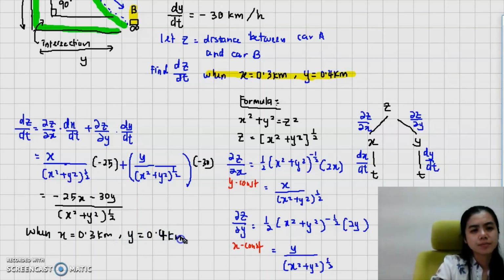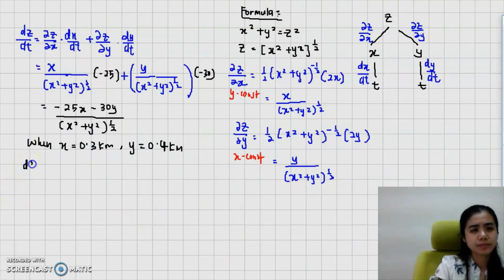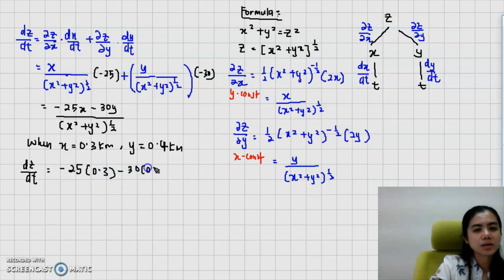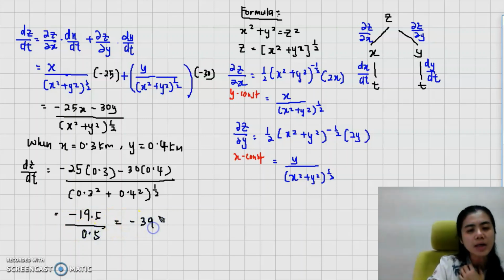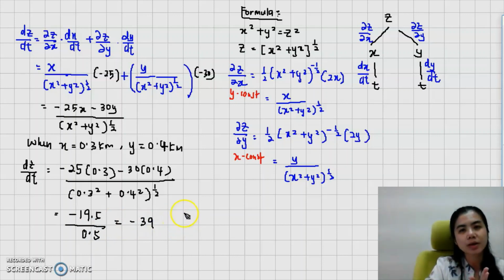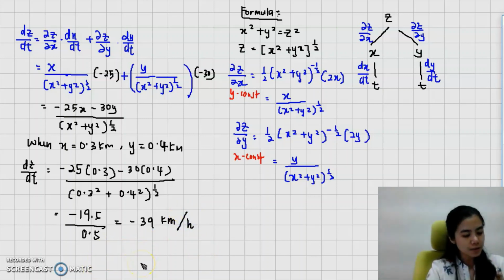Okay, let's look at the specific value of the dz dt. Let's do the substitution only, right? Okay, so we have 0.3 here, negative 30, 0.4, and then you have 0.3 squared, 0.4 squared, and power 1 over 2. Okay. Then on the top, you simplify by using your calculator. On the top, you have negative 19.5, and at the bottom we have 0.5, and then you will have negative 39. Okay, don't forget to write the unit. So this one, as we mentioned, is km per hour. So this is the answer for the second example.